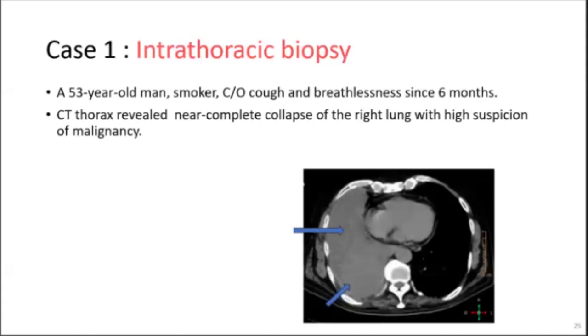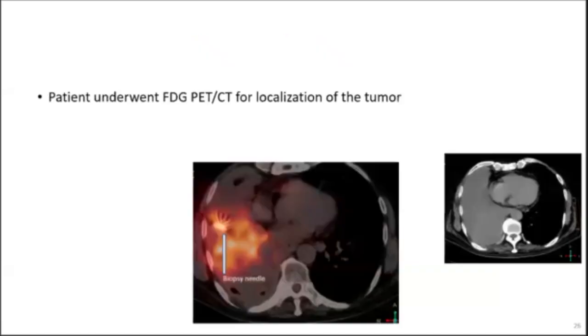So the first case is of a 53-year-old man, a smoker, who complained of cough and breathlessness for 6 months. CT thorax revealed a near complete collapse of the right lung with high suspicion of malignancy. As you can see on the CT image, it is difficult to differentiate between the tumor and consolidation. So the patient underwent FDG PET CT for localization of the tumor.